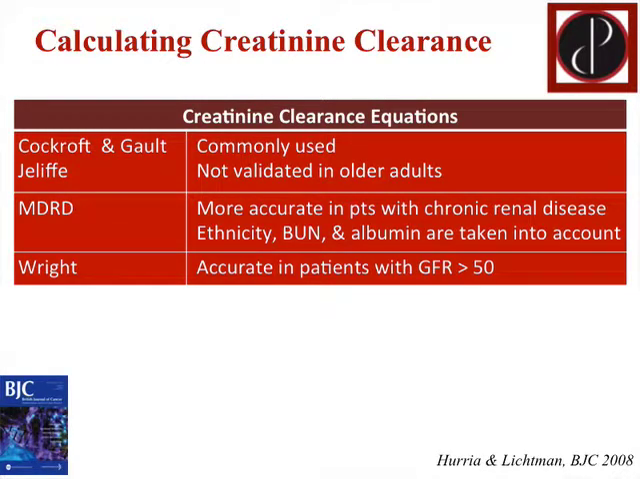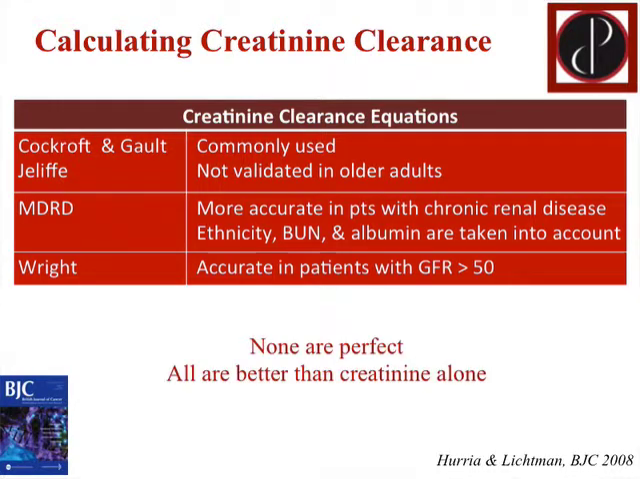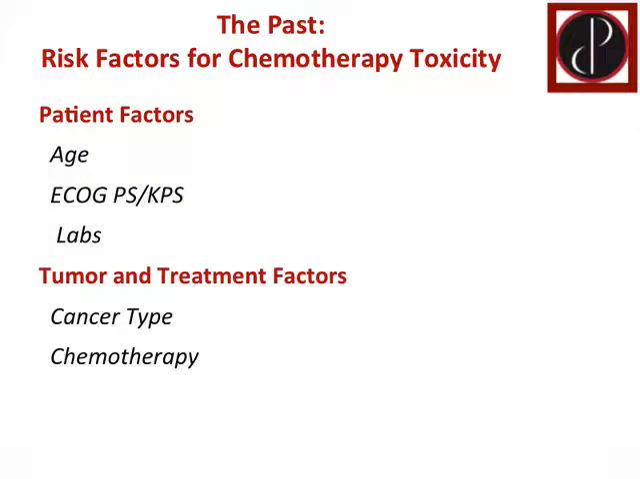And you know that we use different formulas. Cockcroft is commonly used, but not validated in older patients. MDRD is also good, but it's more accurate in patients with chronic renal disease. And Wright is more accurate in patients with better GFR. So none are perfect, but all are better than creatinine alone.